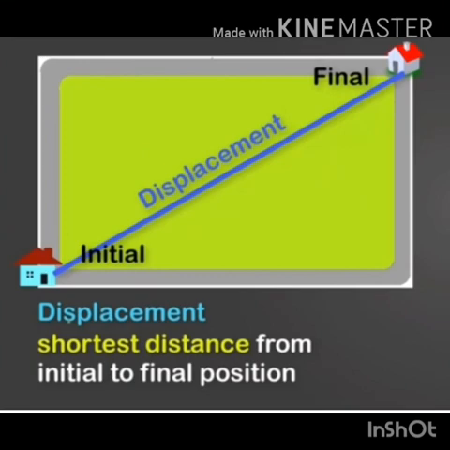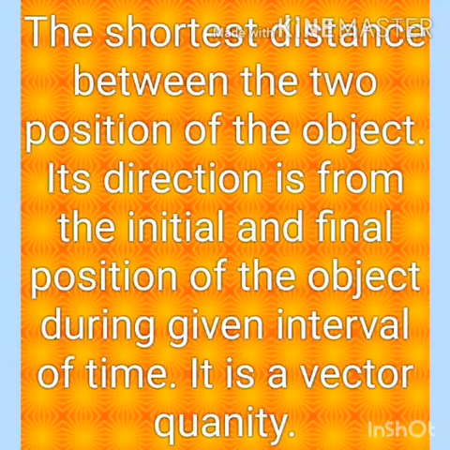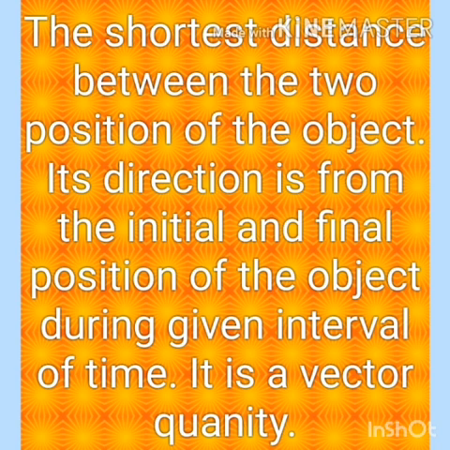The next one, displacement. Displacement is the shortest distance from the initial to the final position. The definition of displacement is the difference between the initial and final position of the object in a given interval of time. It is a vector quantity. Vector means both magnitude and direction.